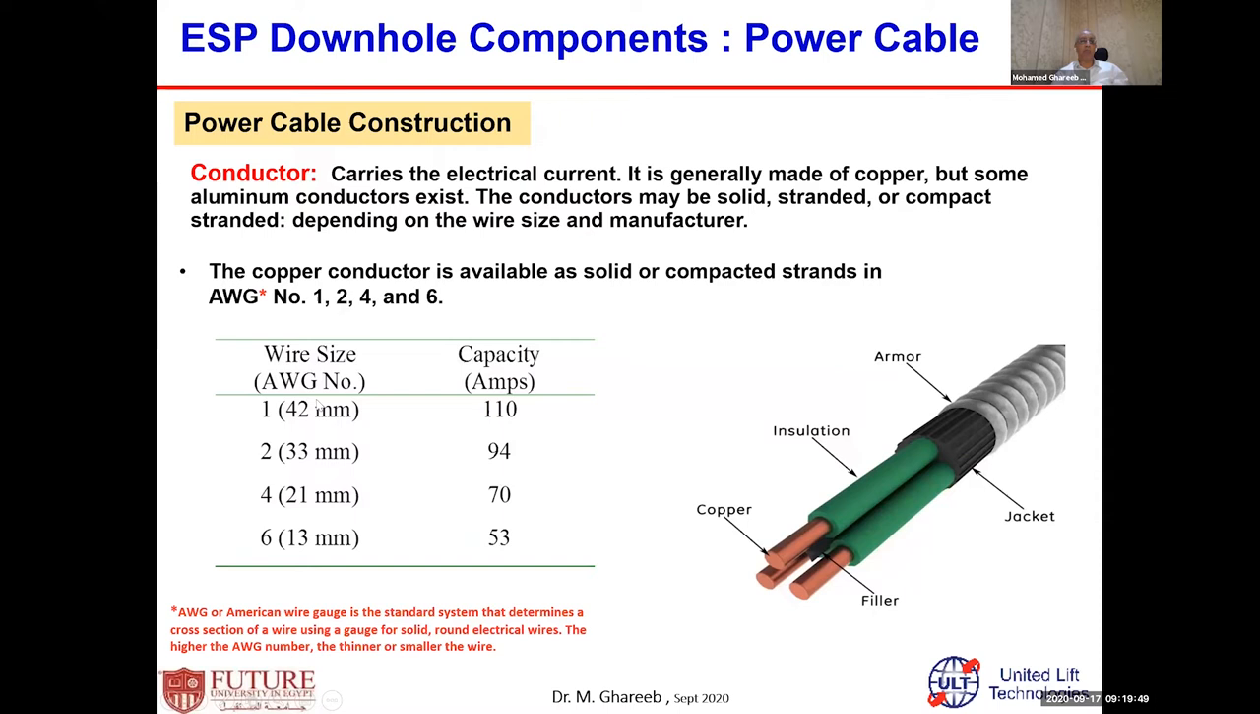For cable number one, the diameter of these conductors is around 42 millimeters, compared to cable number six, whose diameter is 13 millimeters. That means the resistance here is higher for current. That means this one can carry more current if I require more current downhole and run the motor at high current or high voltage and so on.